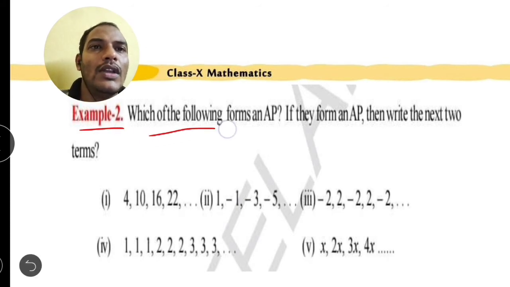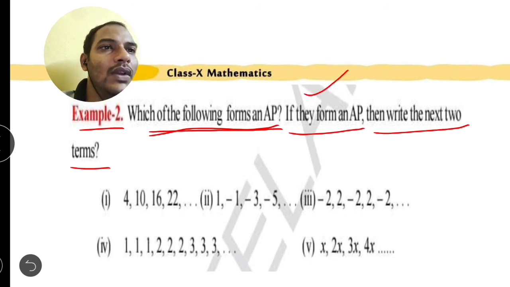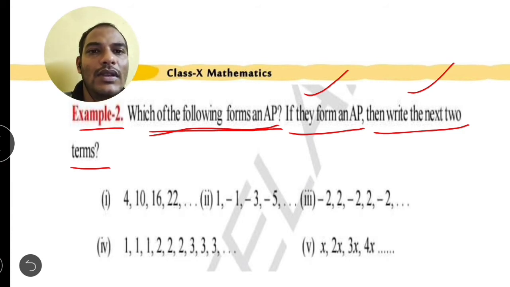Which of the following forms an AP? If they form an AP, then write next 2 terms. So if the given list of the numbers forms an AP, then only you can write the next 2 terms. Otherwise you cannot write the next 2 terms. So here there are total 5 questions. So I will explain first problem.